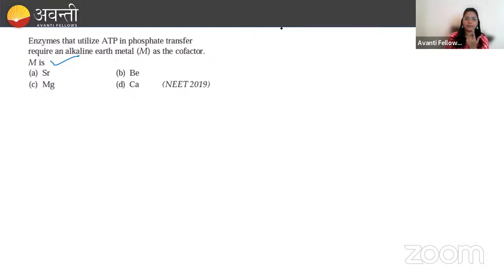Strontium, beryllium, magnesium, and calcium: which is used in the enzymes, which is used as a cofactor with the enzyme, which utilizes ATP in phosphate transfer, requires an alkaline earth metal. So what is the answer for this?